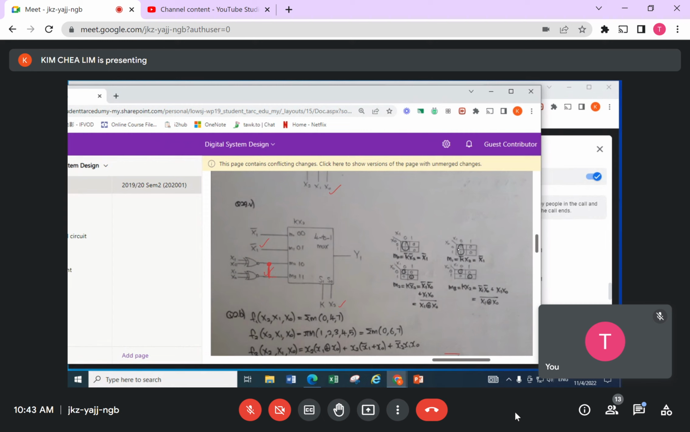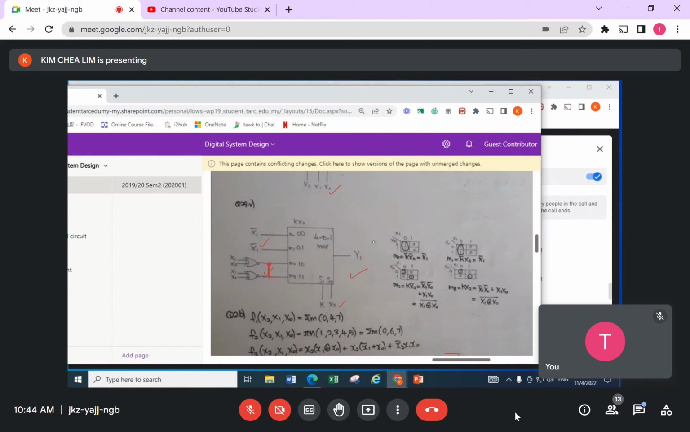Some students are very smart, they can see it. So I don't really check on this part. If your answer is correct, some answer is wrong here, but this is correct, so I still give some marks. All right, so this is correct.